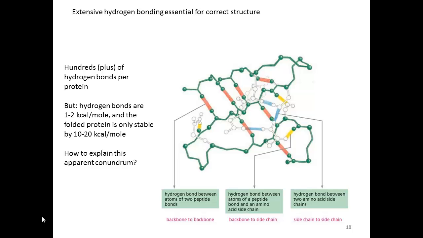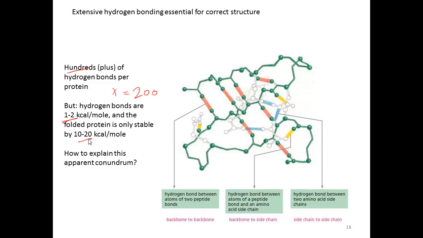A second misconception about protein folding that you'll see very frequently mentioned is that hydrogen bonding is responsible for the stability of the folded protein. Let's think about that for a little bit. In a protein, you have hundreds of hydrogen bonds, and each hydrogen bond has an energetic value of between 1 and 2 kilocalories. If hydrogen bonds were responsible for the stability of the protein, that would suggest that folded proteins are potentially stable by 200 or 300 kilocalories. 200 or 300 hydrogen bonds times 1 to 2 kilocalories.